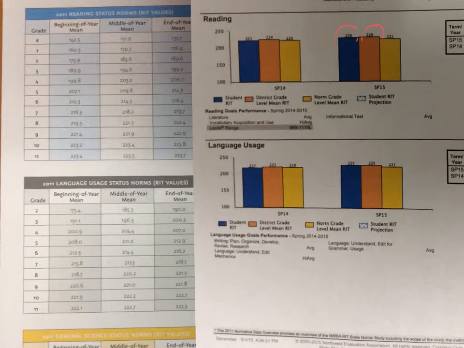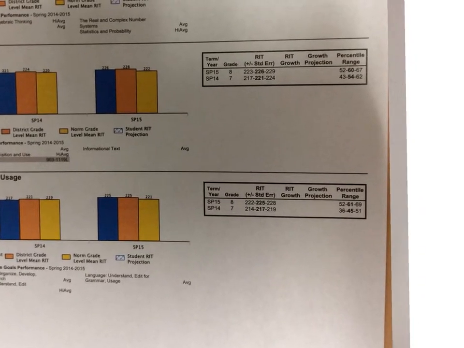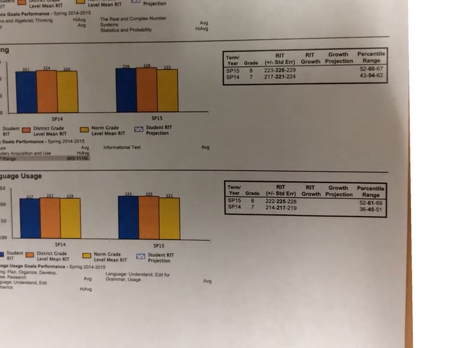So let's take a look at their percentile over here, where we have 7th grade and then 8th grade up on the top. So 7th grade, they were at the 54th percentile, just a little above the national average. In 8th grade, they're at the 60th percentile. So it is going a little higher. So that is also good.